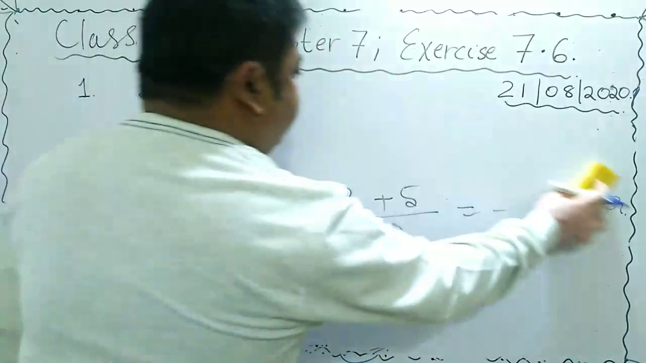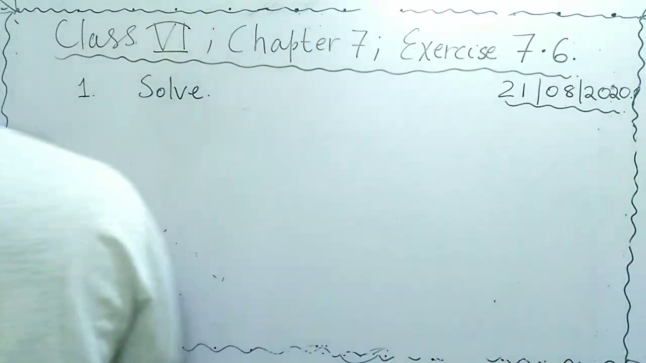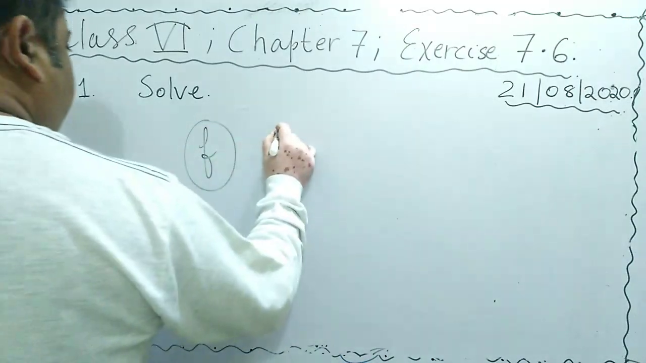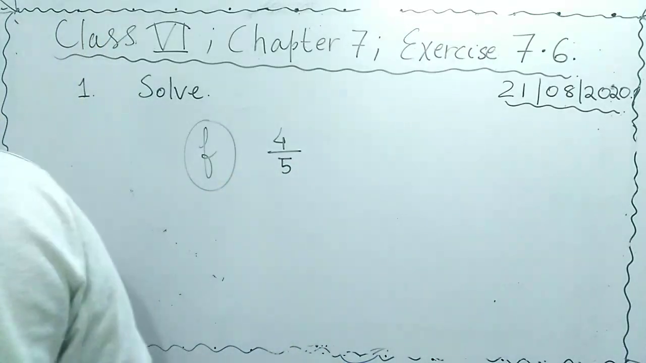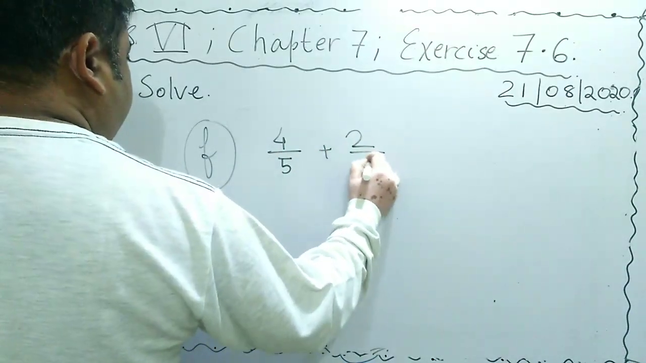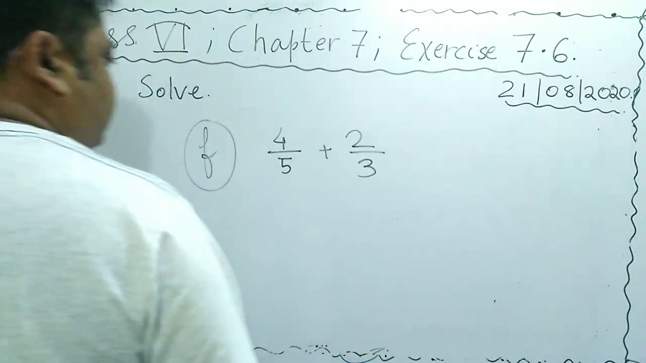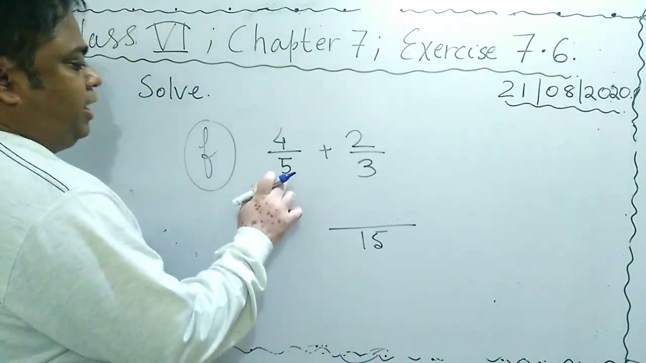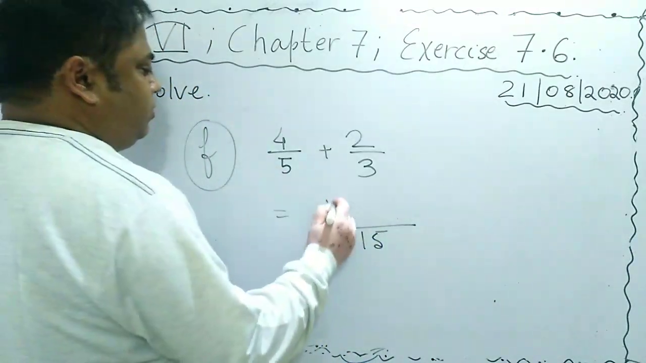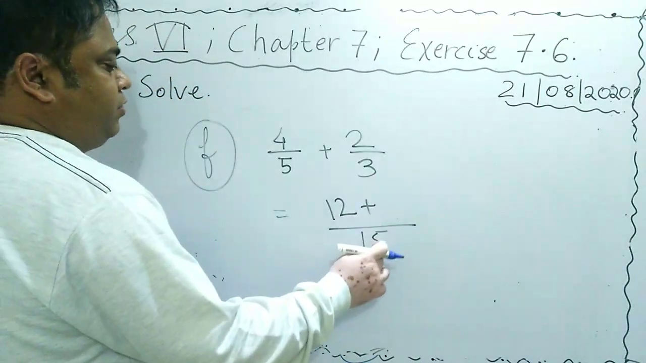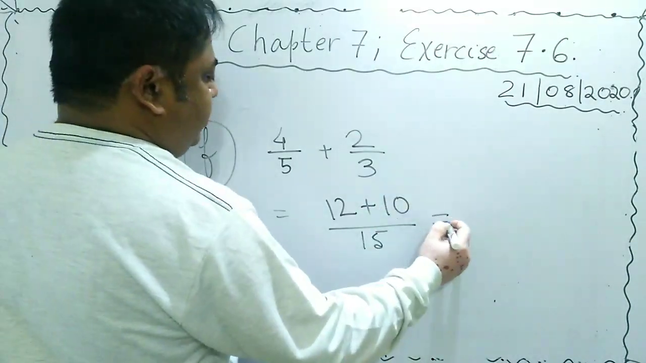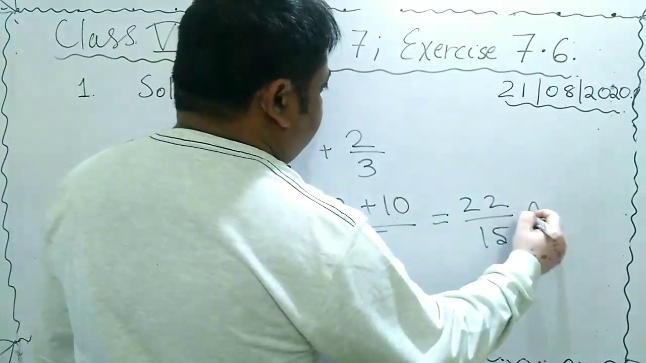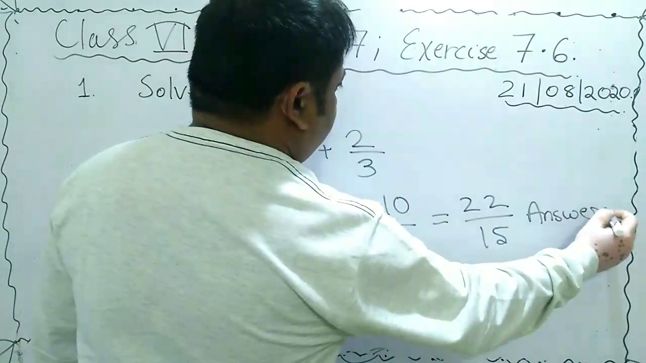Now we'll do question number F. 4 by 5 plus 2 by 3. Its LCM will be equal to 15. So we'll write 5 3s are 15 and 3 4s are 12 plus 3 5s are 15 and 5 2s are 10. So it will become 22 by 15. Answer.